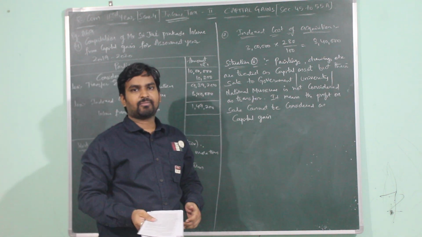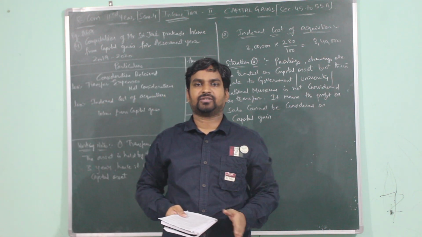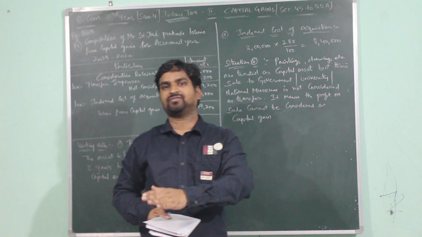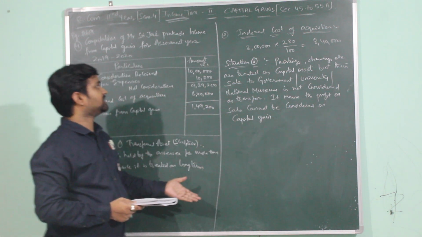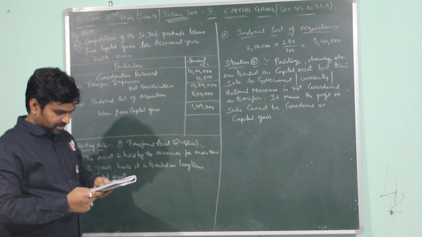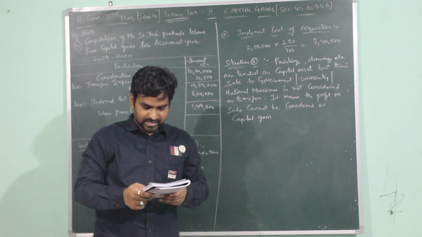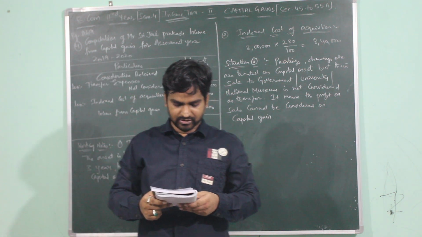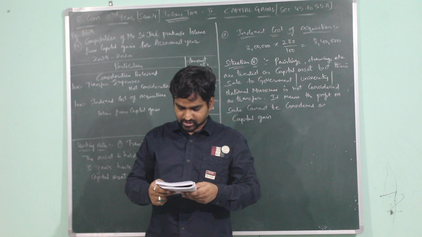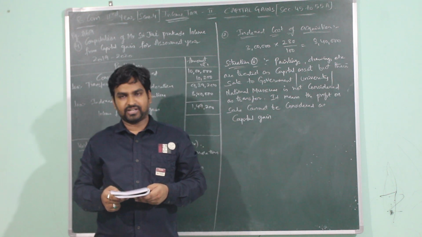As it is a long-term capital asset, the profit on its transfer is a long-term capital gain. This was the solution for situation 1, where the assessee has sold the sculpture to Mr. Ravi Teja of Haryana State. Now coming to situation 2. What is situation 2? If the sculpture is sold to Jawaharlal Nehru University, Delhi.